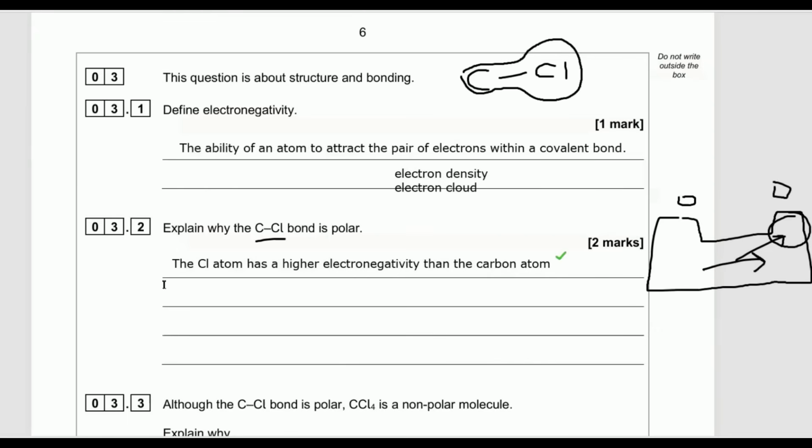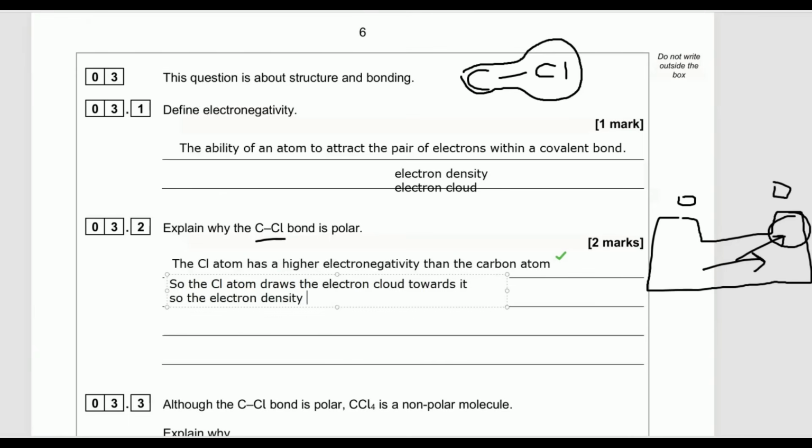So the chlorine atom draws the electron cloud, or density, I should say, towards it. This makes the electron density unsymmetrical. And what do I mean by that? I mean the cloud of electrons in the bond is withdrawn this way, making this delta negative and that delta positive. Now, I know I've already scored 2 marks there, but I would also include that.